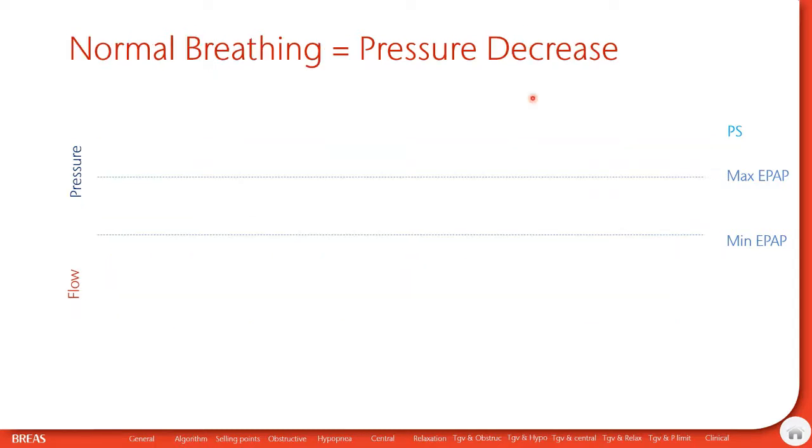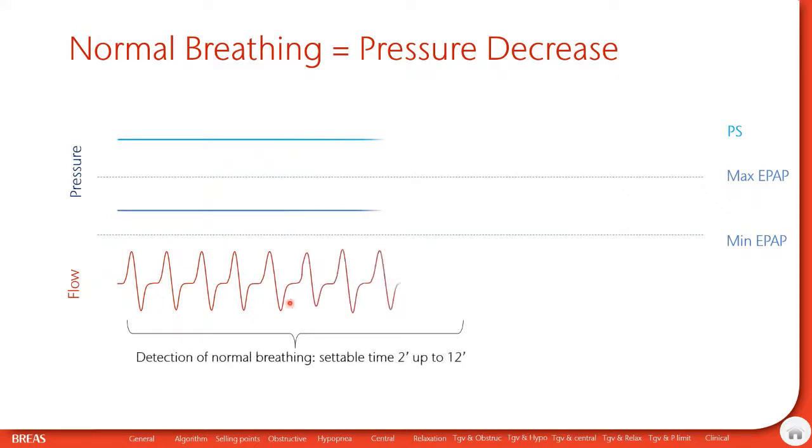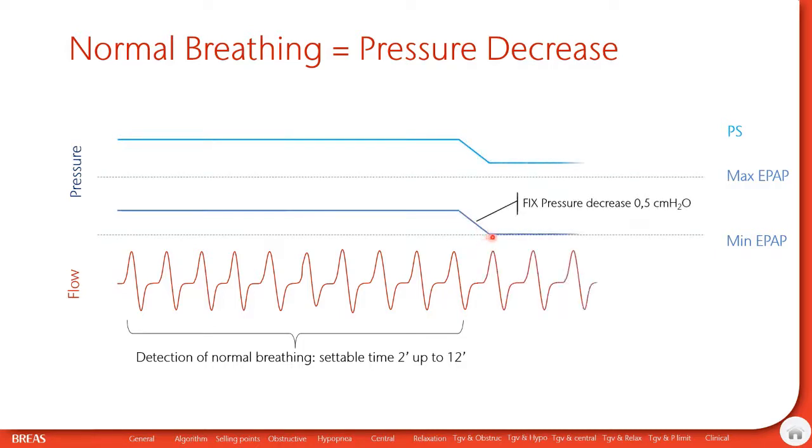What happens during normal breathing? Normal breathing occurs, and there is a certain period of time, as we said, the relaxed time, settable between 2 up to 12 minutes. If the period of time set by the relaxed time setting has passed, which is in this case at this moment in time, the pressure will decrease with a fixed value of 0.5 centimeters of water.